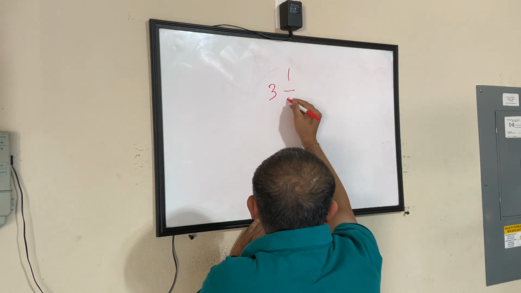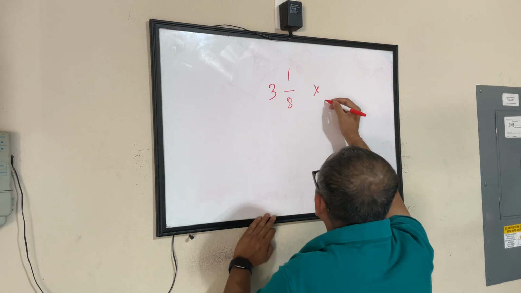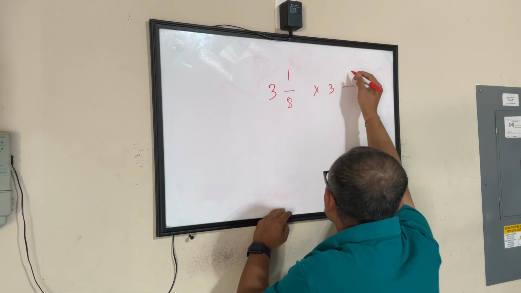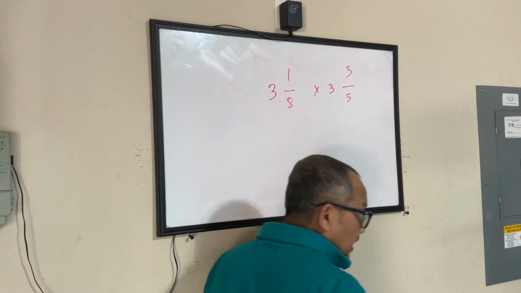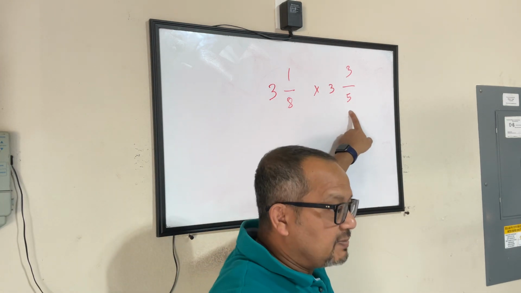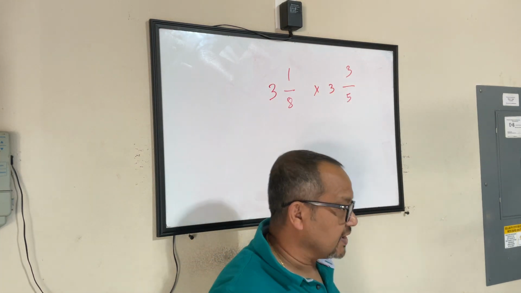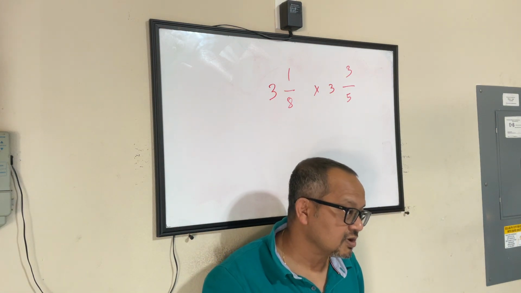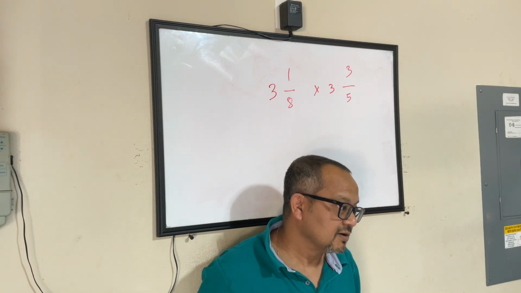3 1 by 8 multiplied by 3 3 by 5. Multiply these two. Do it. Get your hands dirty. Take your notebook out. Is there any space left in the notebook after drawing so many pictures of mine? Do it.